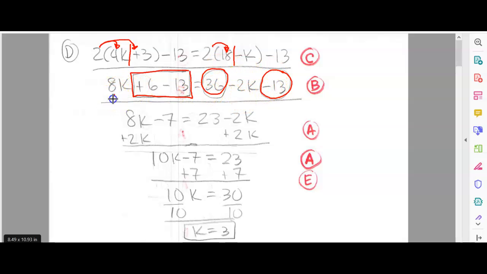So I go over here, I'm going to bring down my 8k. Why? I am not doing anything to it. So I have 6 positives and I have 13 negatives. I have 7 negatives. Then I go over here, I have 36 positives and I have 13 negatives. These are 23 positives. Or with arithmetic, I have 36 minus 13 gives me 23.